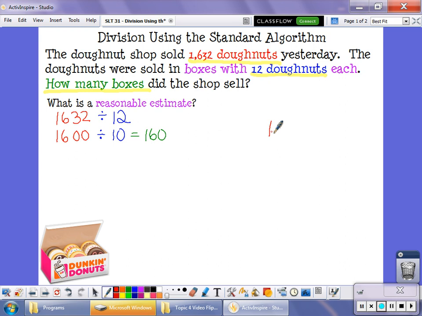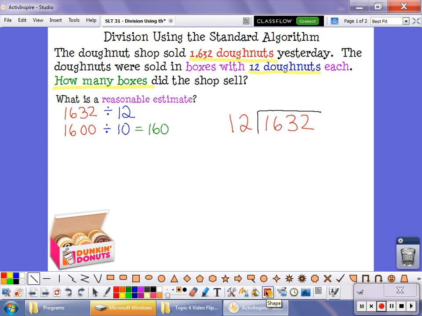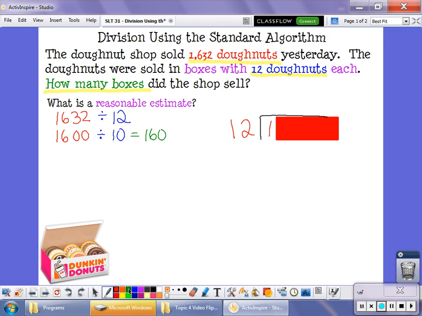So now it's time for me to start this problem. So I'm going to write 1,632, and I'm going to divide that by 12. Now, as I said, long division is a process that needs to be done step by step. And not only that, we're going to take this problem one number at a time. So we're going to imagine that this is just a 1 to start this process.